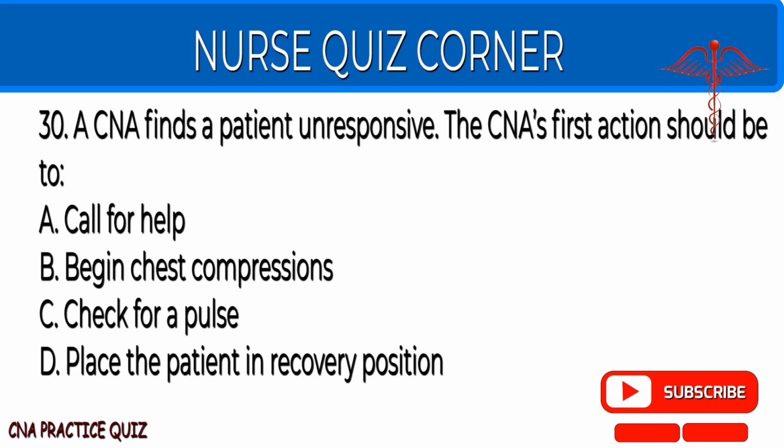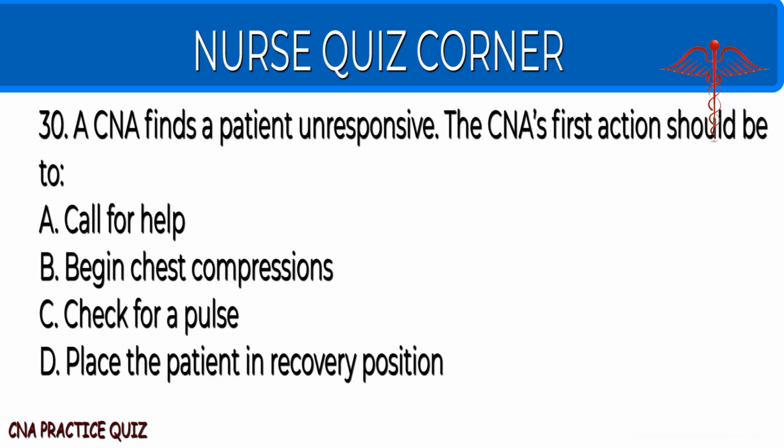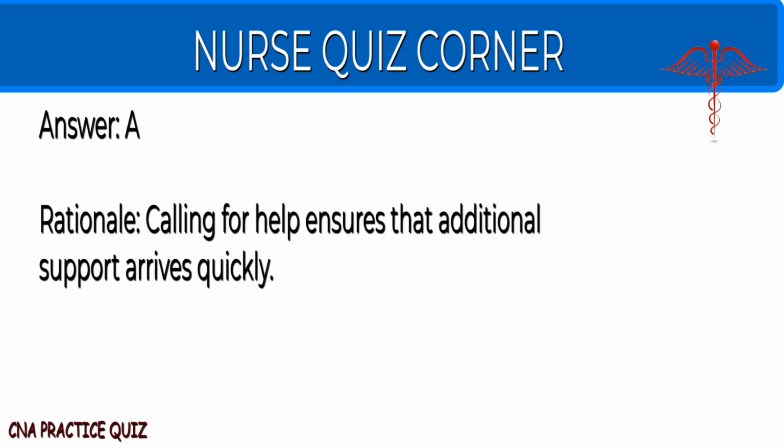30. A CNA finds a patient unresponsive. The CNA's first action should be to: A. Call for help. B. Begin chest compressions. C. Check for a pulse. D. Place the patient in recovery position. Answer A. Rationale: Calling for help ensures that additional support arrives quickly.